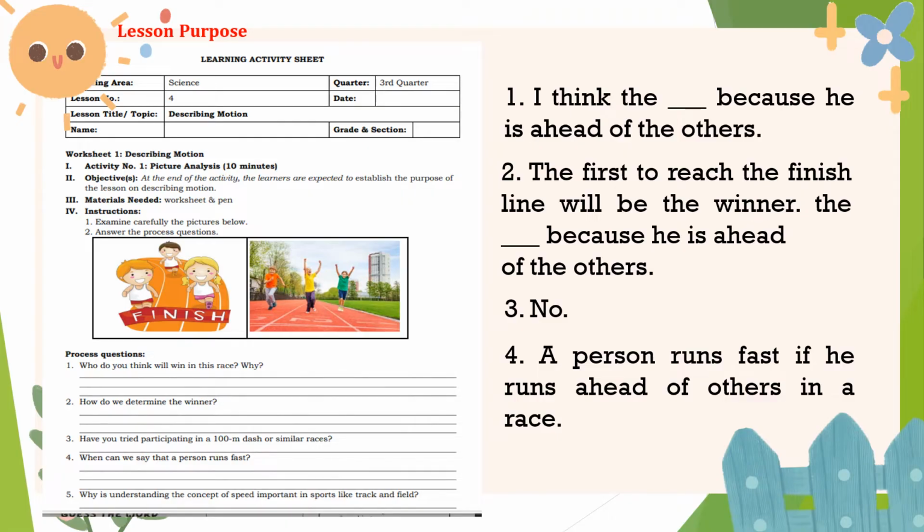Next, number 3, have you tried participating in a 100-meter dash or similar races? Now, for my experience, I have not yet participated in such kind of race. Next, number 4, when can we say that a person runs fast? Now, a person runs fast if he runs ahead of others in a race. Now, why is understanding the concept of speed important in sports like track and field? You may write your answer in your notebook.